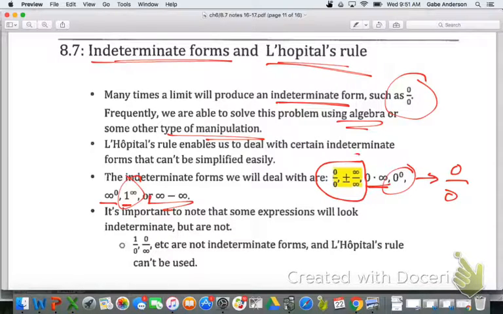But like I said, the only two that we are going to focus on in our class are 0 over 0 or infinity over infinity. That's the stuff you need to be good at. Okay? It's important to note that some expressions might look indeterminate but are not. 1 over infinity, 1 over 0, 0 over infinity. Those look like they kind of fit those forms, but those forms are exact. It's not things that look like them, it's things that are those.